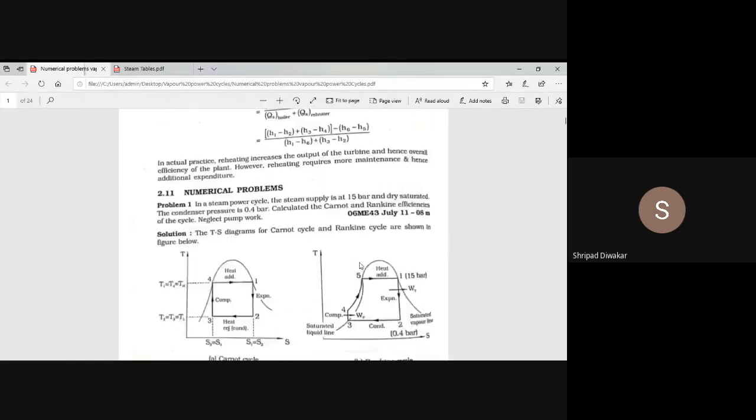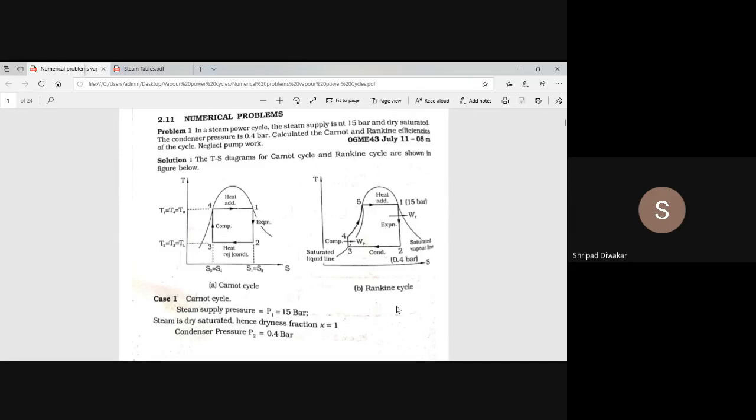Read the first problem. In a steam power cycle, the steam supply is at 15 bar and dry saturated steam. The condenser pressure is 0.4 bar. Calculate the Carnot cycle efficiency and Rankine cycle efficiency and neglect the pump work.